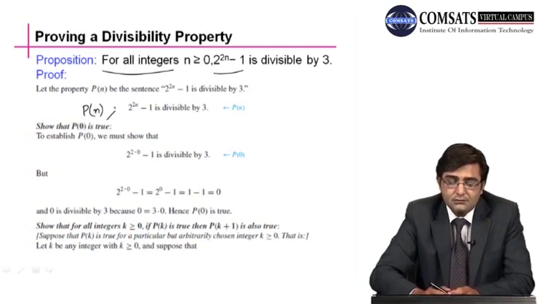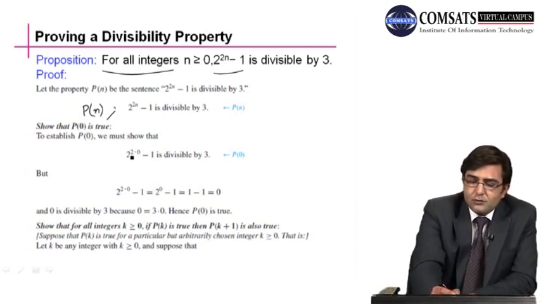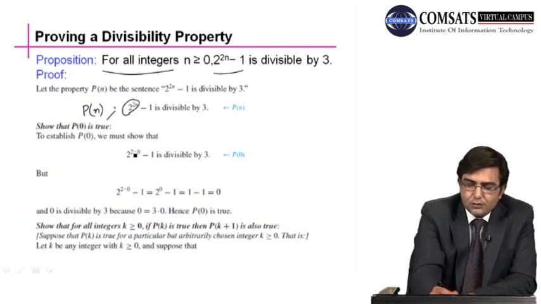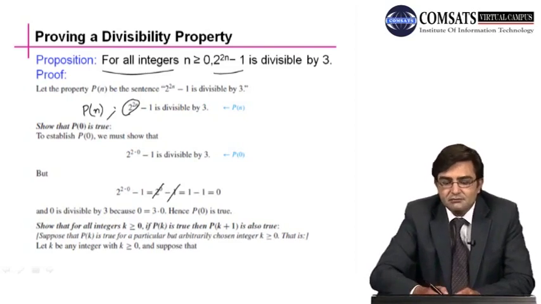When n is equal to 0, we put 0 here: 2 power 2 into 0. 2 into 0 is 0, so 2 power 0 is basically 1. 1 is cancelled out with 1, and we get 0. Now 0 is divisible by 3.